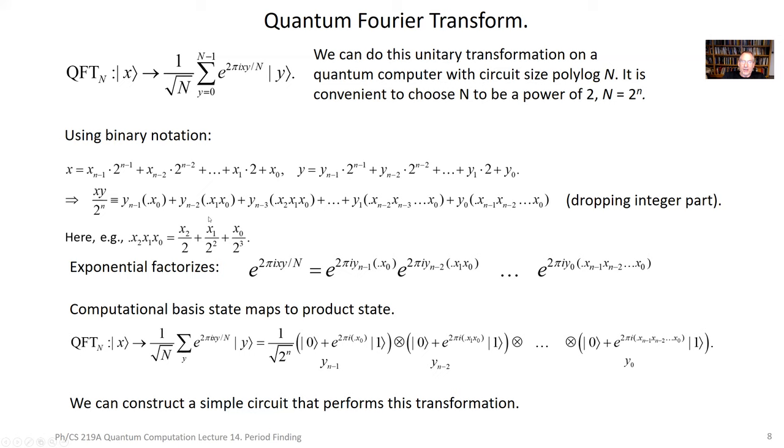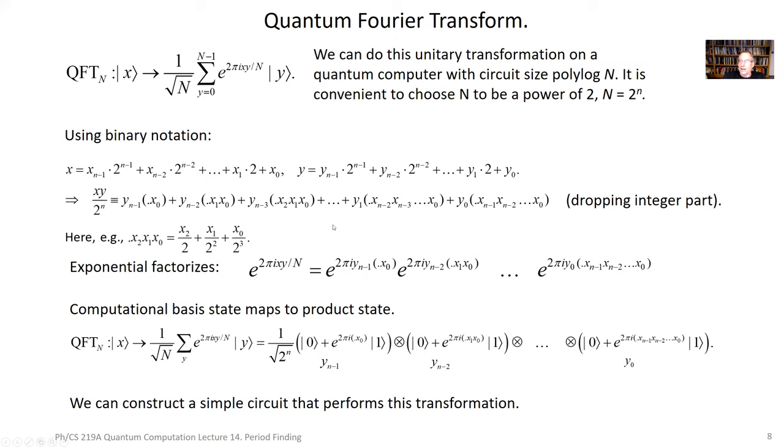And so you see how it goes. Likewise, the terms that involve y sub n minus 3 are going to be 1 half y sub n minus 3 times x2 plus 1 quarter y sub n minus 3 x1 plus 1 eighth y sub n minus 3 times x0, and that's all. And so on.